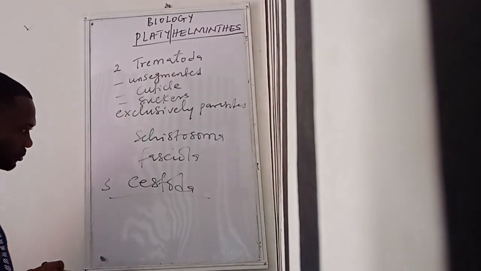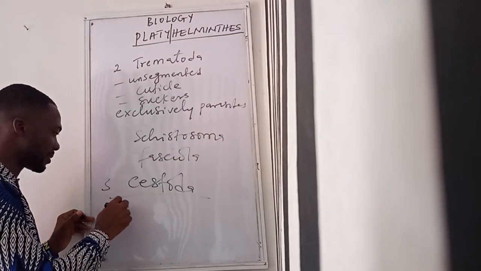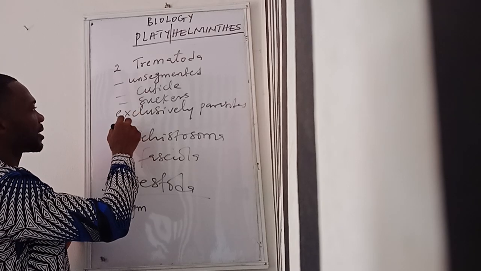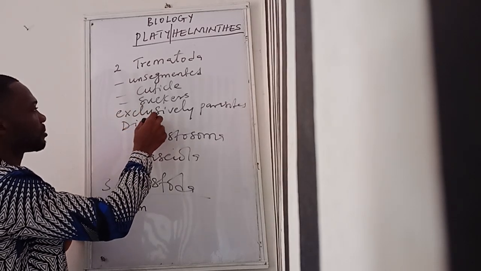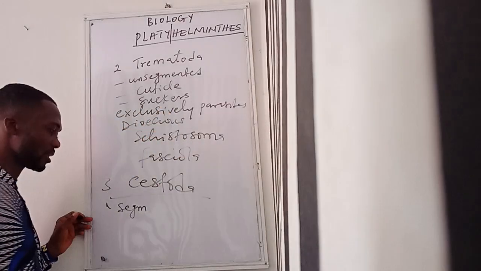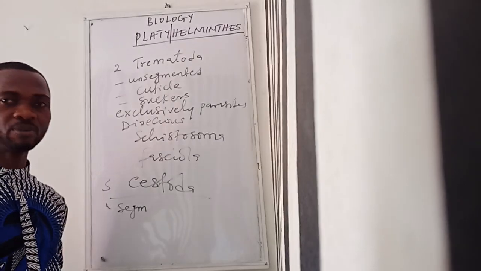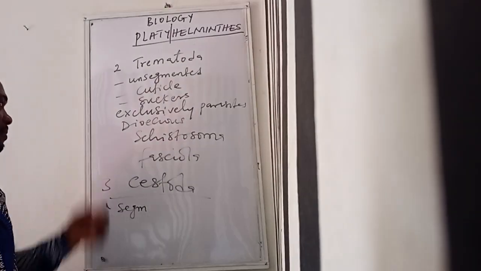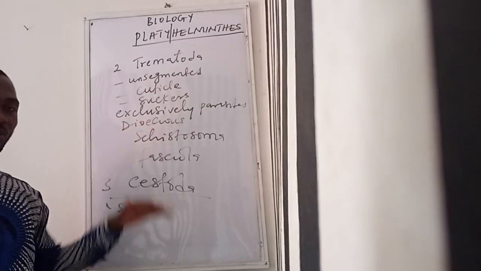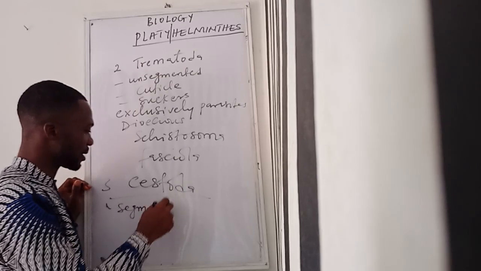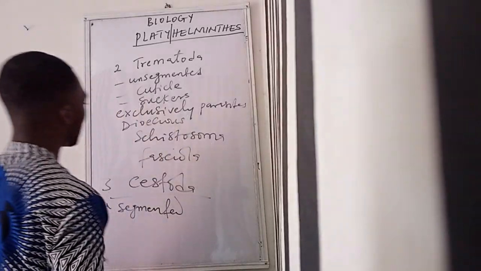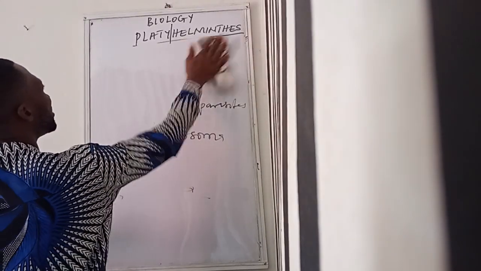Cestoda. Members of this group are segmented. As another characteristic I forgot to mention, members of Trematoda are dioecious. What does it mean to be dioecious? It means that they have separate male and female. So the opposite of dioecious is what we're going to mention under Cestoda. Members of this group are segmented, and each segment, members of this group, Cestoda, let me clean up.